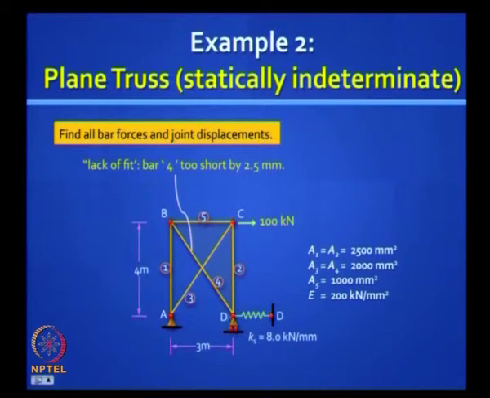I brought in indeterminacy by adding one more element, a spring, okay, and the loading is the same, 100 kilonewton, same lack of fit. Now this lack of fit: you can see that earlier the roller could happily move inward by that amount, now the spring is not going to allow that. So it is going to cause some issues to the displacement field. We want to know all the answers in one shot using the matrix method. Is it clear? Is the question clear?